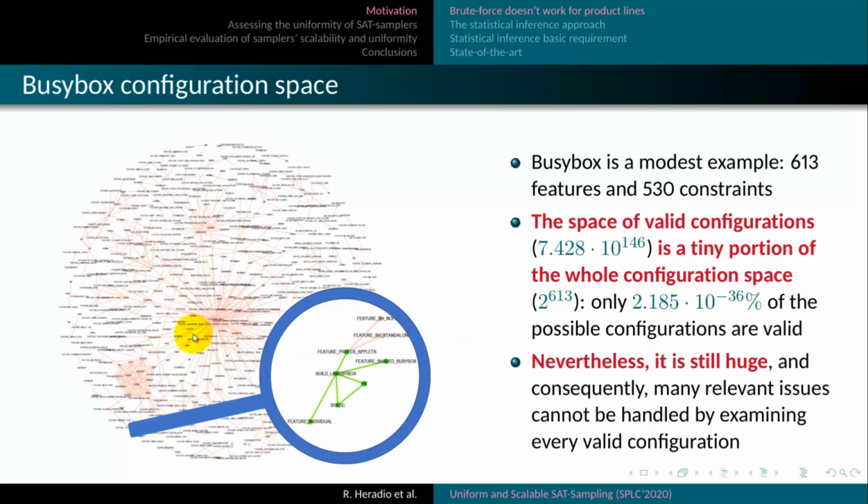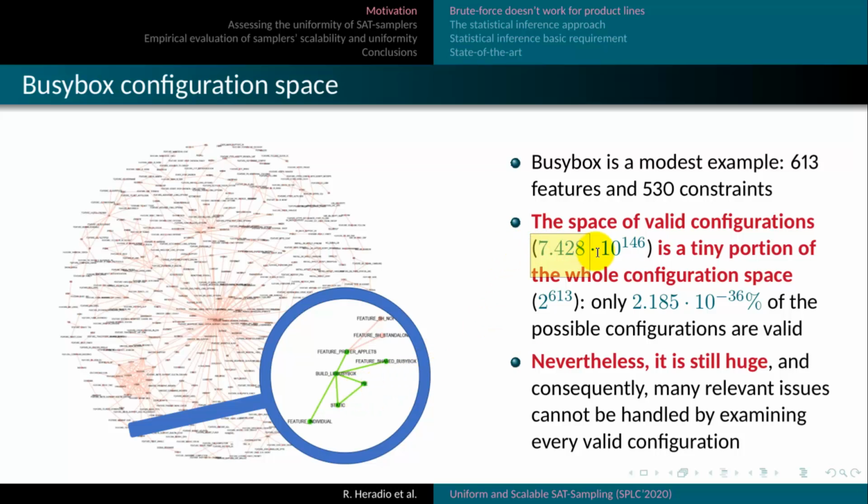This graph represents the whole kconfig specification of Busybox. Nodes account for features and links for feature dependencies. For example, here we can see the static and pi features, and this line represents their mutually exclusive dependency. Although this graph seems very complex and a little intimidating, in fact, Busybox is a modest example with not many features nor constraints. However, its space of valid configurations is huge.